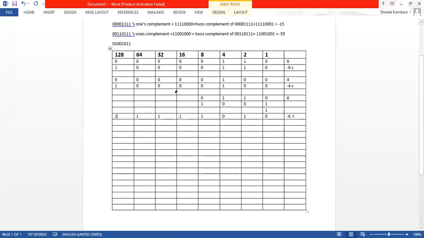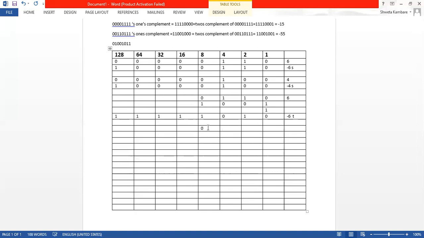Okay, now try the same thing with 4. Pause the video here and represent minus 4 by using 2's complement representation, and then increase the bit length. Pause the video here. Okay, now check your answer whether it's right.